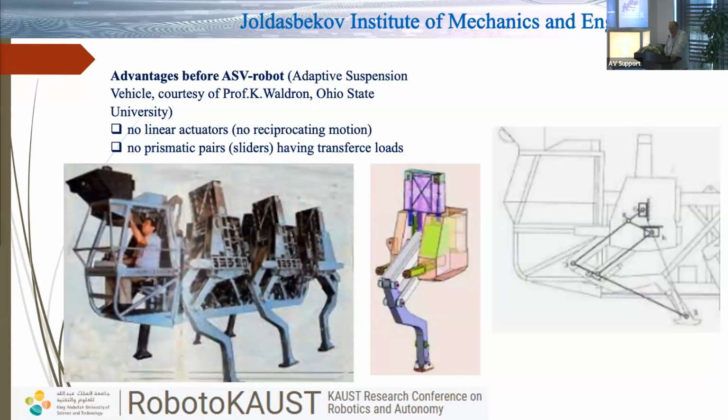And on the other hand, here prismatic joints, prismatic pairs, sliders are used, having transverse loads in orthogonal direction. This also requires original constructive solutions and expensive design.